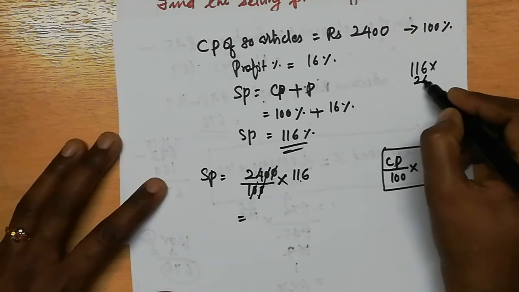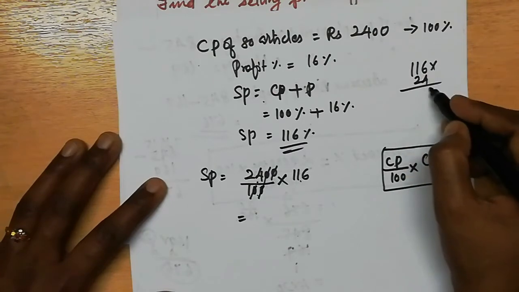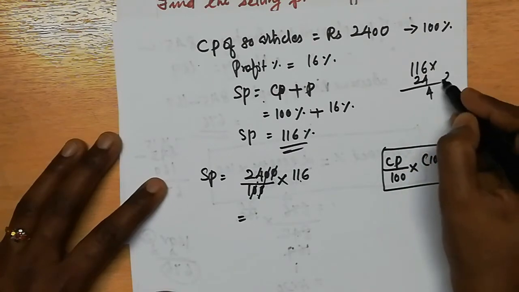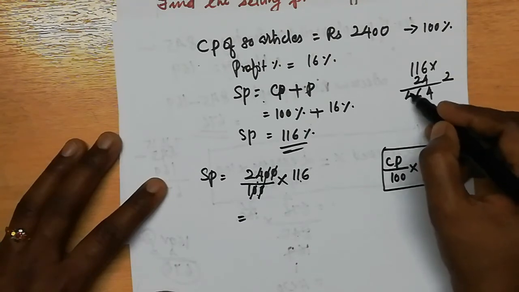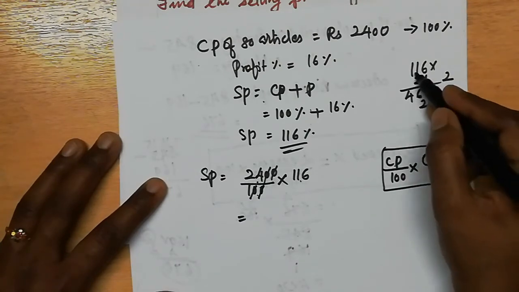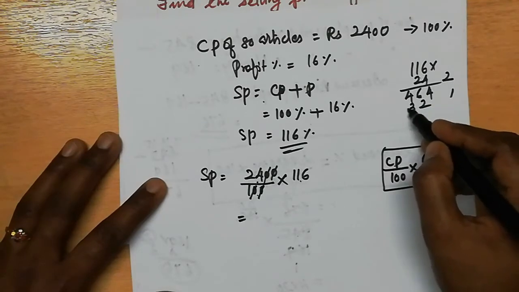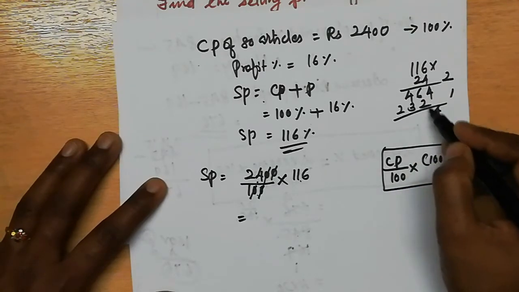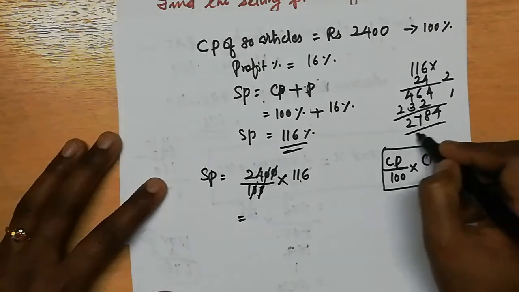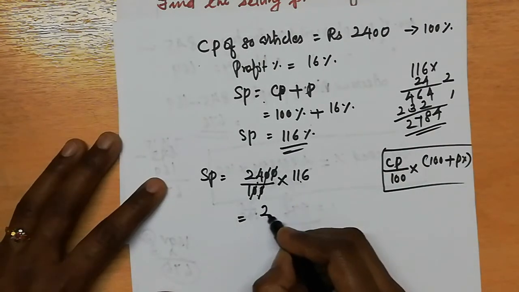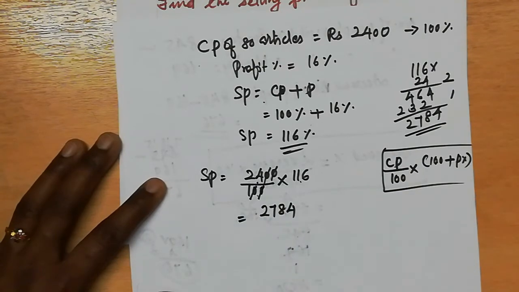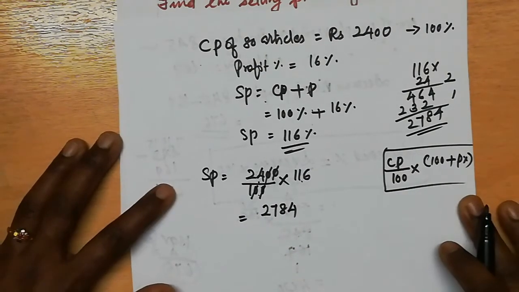116 into 24. Then 6 4s are 24. Remainder 2. 6, 4 1s are 4. 4 plus 2 is 6. 4 1s are 4. Then 6 2s are 12. Remainder 1. 2 1s are 2. Plus 1 is 3. Then 2 1s are 2. Then 4, 8, 7, 2. That is how much? 116% is 2784.